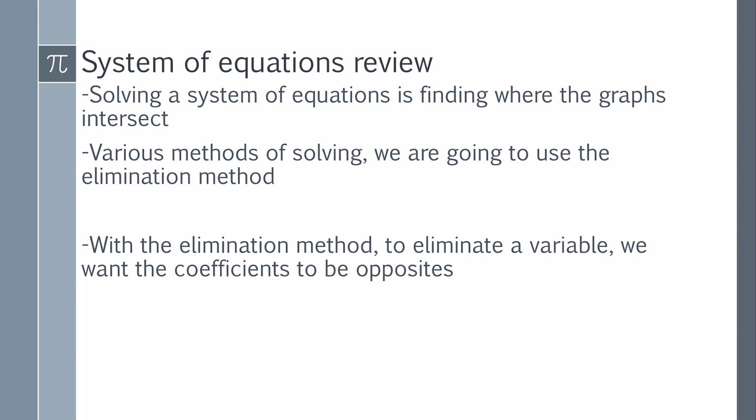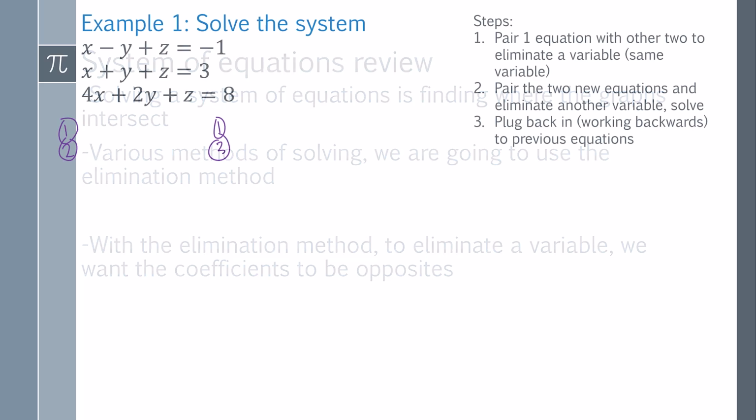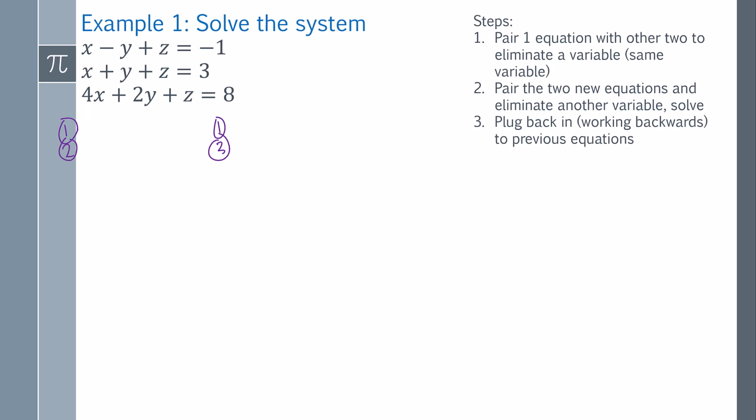Now, to do this, we're going to use the elimination method. It's pretty much the best, most efficient. And so with the elimination method, just to remind you, we need to eliminate a variable and we want the coefficients to be opposites. So let's look at our first example. The goal is to look at the x's, look at the y's, look at the z's. And by looking at them, you should be able to say, oh, you know what? There's a variable that looks really easy to eliminate with all of them.